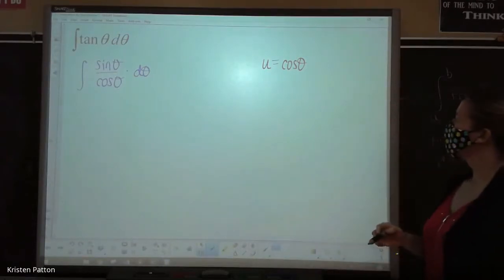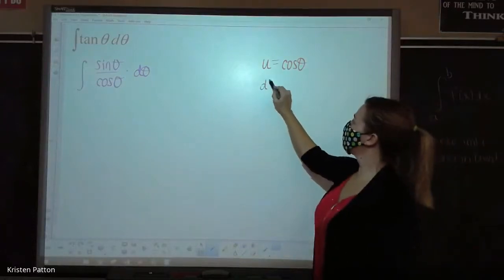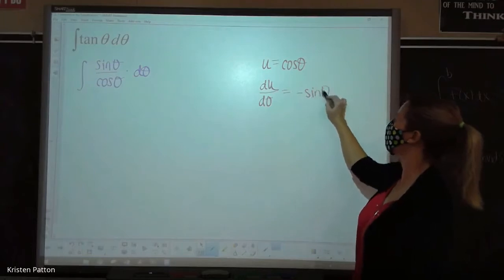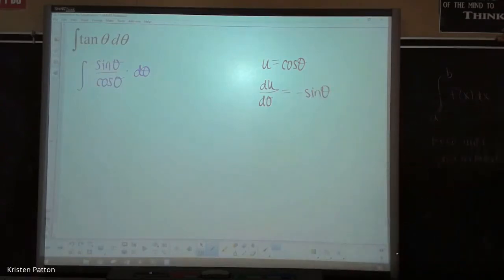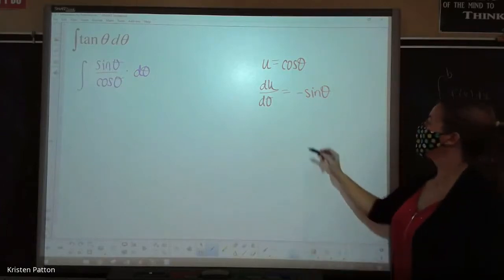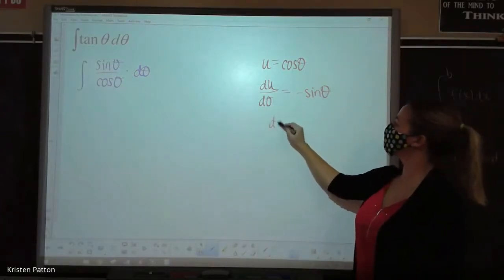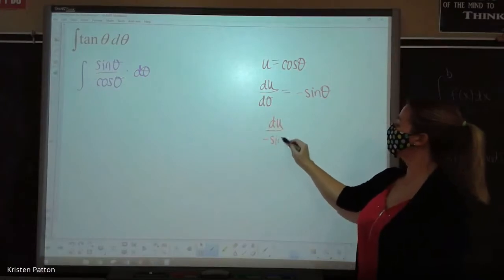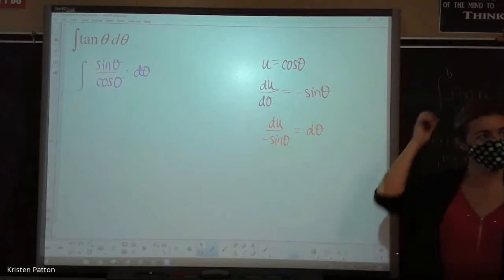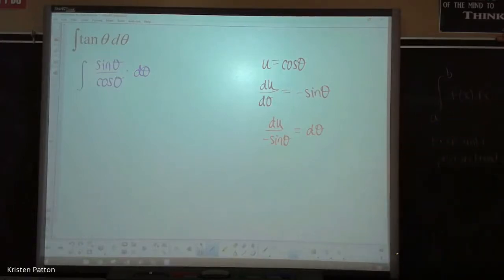Okay. So if u equals cosine theta, then du d theta is equal to negative sine theta, right? The derivative of cosine is negative sine. And again, this is where your head is going to spin, because you're like, wait a second, are we doing derivatives? Are we doing antiderivatives? I can't keep those sines and cosines straight. I get it. So let's manipulate this a little bit, and let's say du divided by negative sine theta is equal to d theta. I know I'm speeding up a little bit because I'm running out of time.